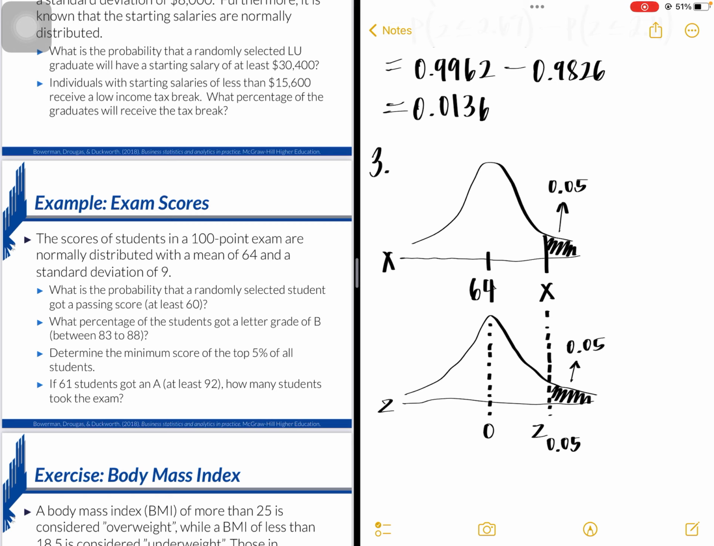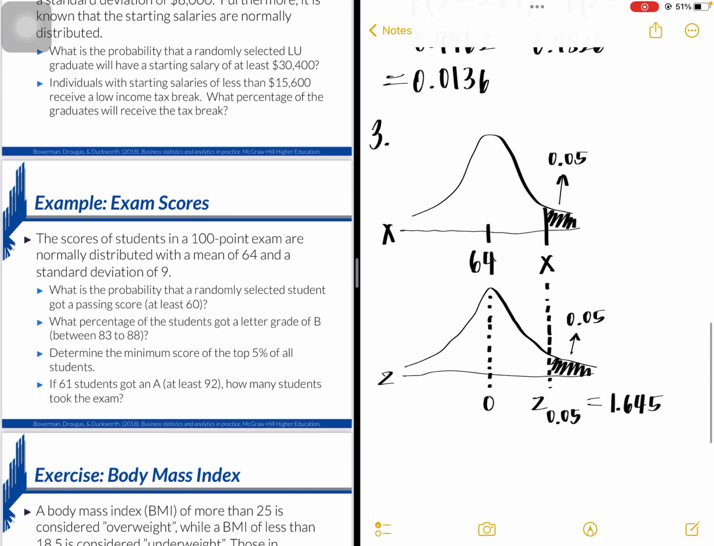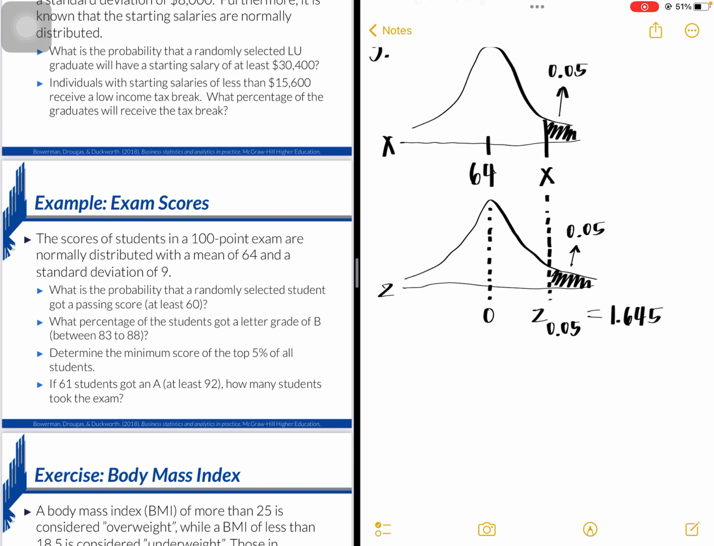So again, our rule when this happens is to get the average of the corresponding z-scores of the two closest to the one we are looking for. So the z-scores are 1.64 and 1.65. So the average of the two is 1.645. So this z-score must be 1.645. But again, the problem is not asking for a z-score, but it's asking for the value of x.